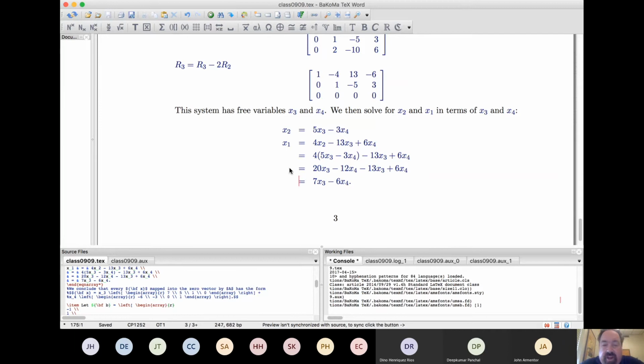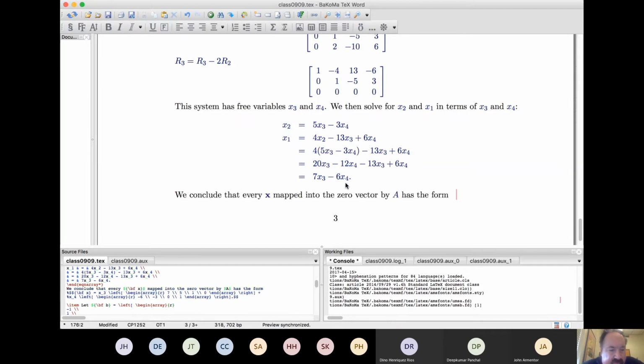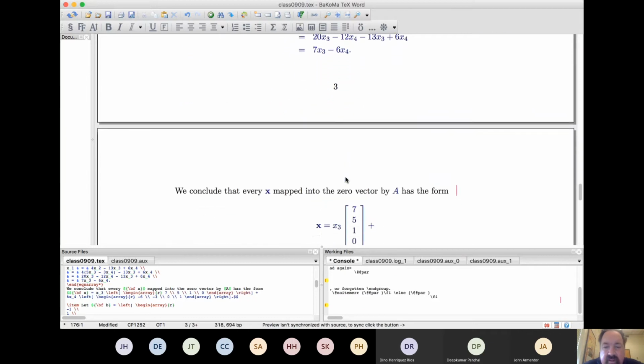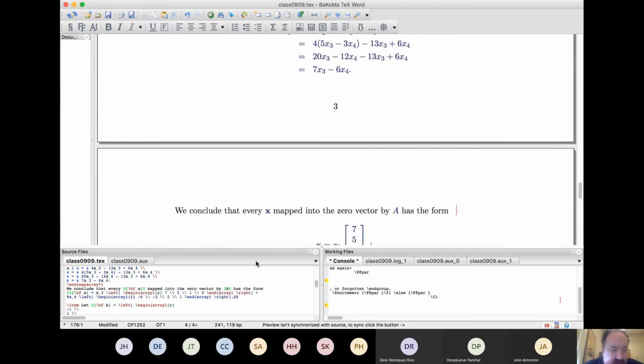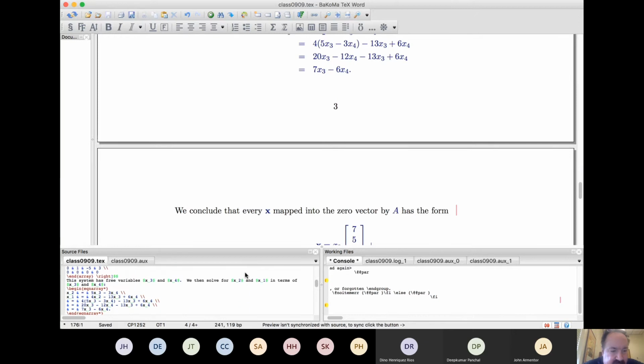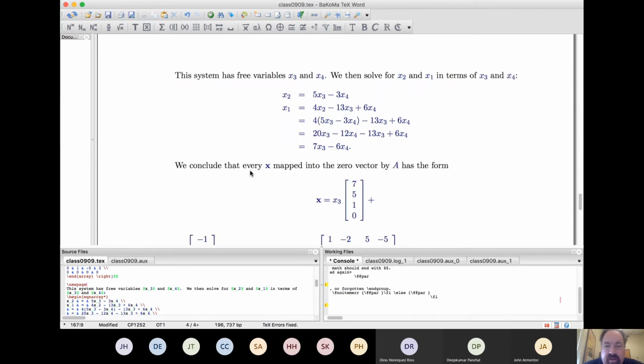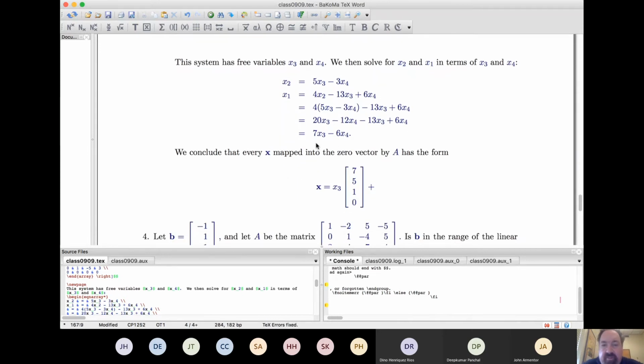So then, if you want to describe all possible solutions, there's going to be 2 vectors involved. Why? Because you have 2 free variables. So, okay, I'm going to move this onto its own page.